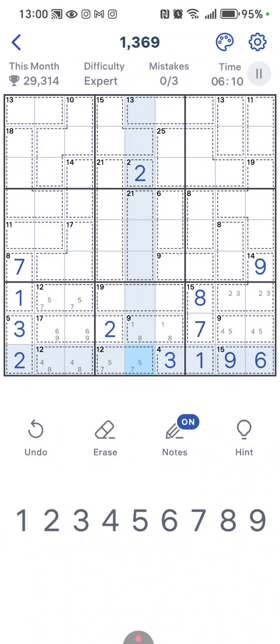4, 6, and 9. So I've got lots of single solutions there already done. So what's next? Generally, I look towards one of the sides, because generally on the sides is where you start to find solutions. So where are we?